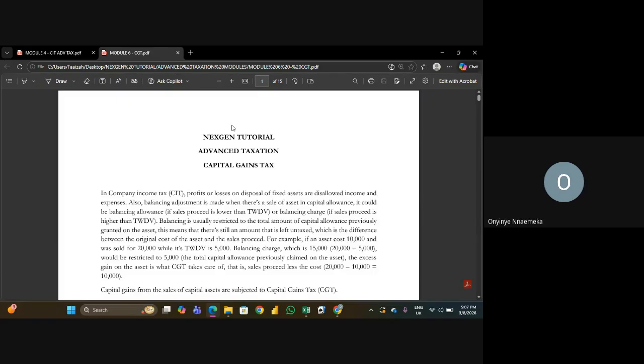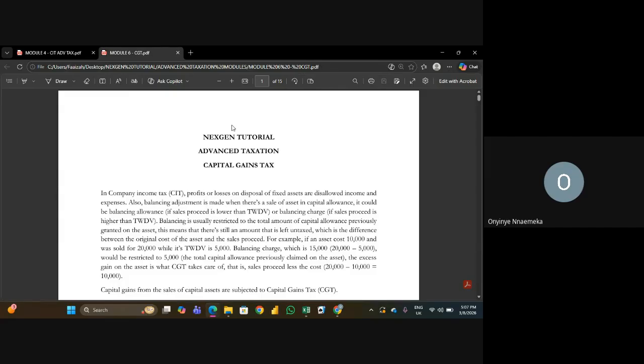Okay, so capital gains tax now. In company income tax, profit or loss on disposal of fixed assets are disallowed income and expenses, right? Also, balancing adjustments are made when there's a sale of assets in capital allowance. It could be balancing allowance, that is when there's a loss, or balancing charge when there's profit. Balancing charge is usually restricted to the total amount of capital allowance previously granted on the assets.